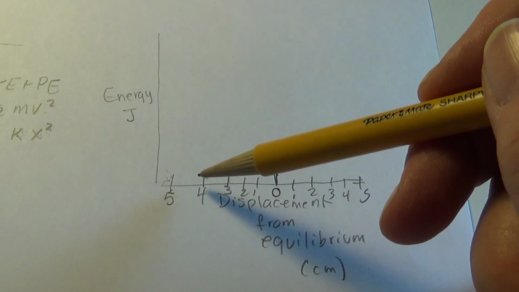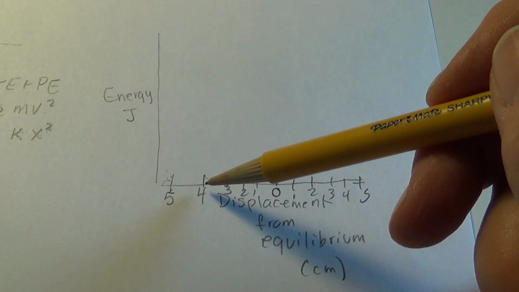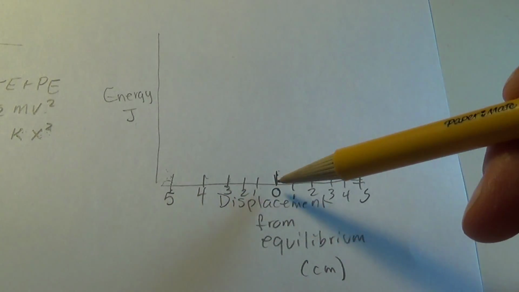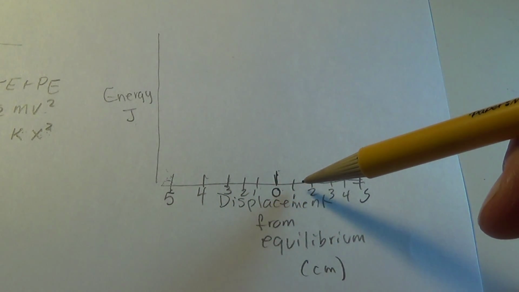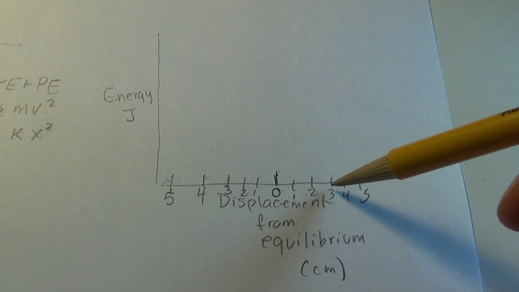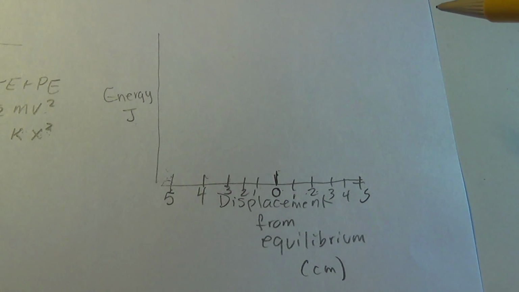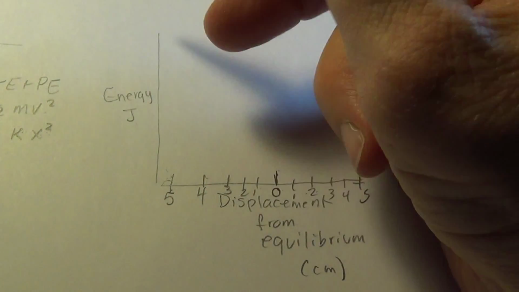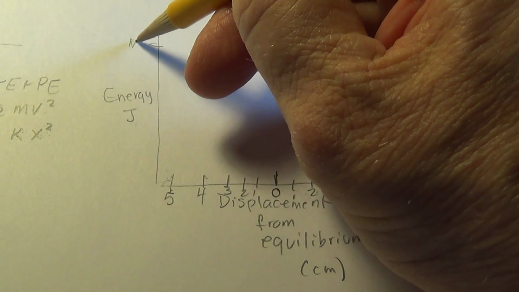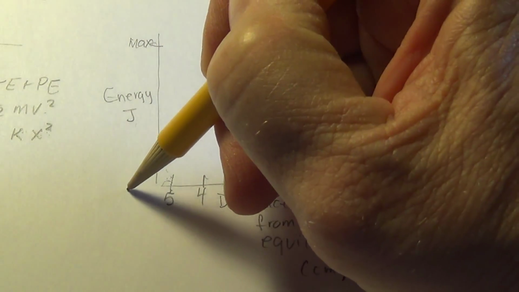It's 5 away from equilibrium right when I release it. 4, 3, 2, 1 at equilibrium. Then it goes past it. 1, 2, 3, 4, 5. So alright, and for energy, we'll say this is the max, and this will be no energy.